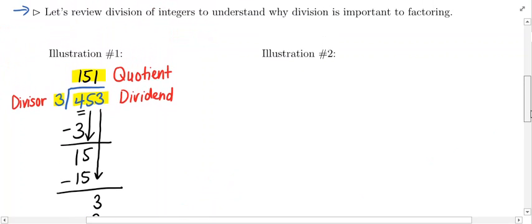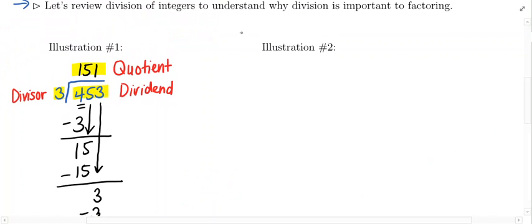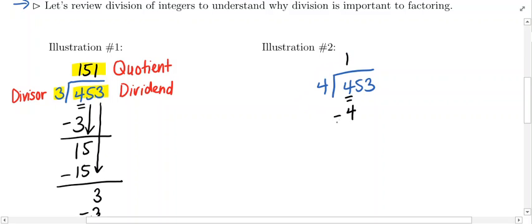Okay, I'm going to change this very slightly. I'm going to keep the dividend the same, but I'm going to change the divisor. So let's divide 453 now by 4. It's going to be the same kind of process. I'm going to start by saying how many times does 4 go into 4? 1 time, 1 times 4 is 4, so we've got to subtract that out. That's going to be 0, so we can just bring down the 5.